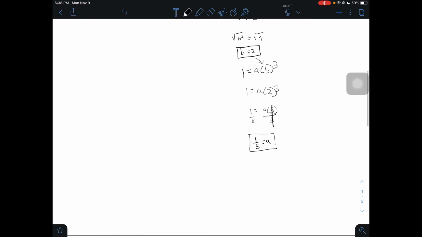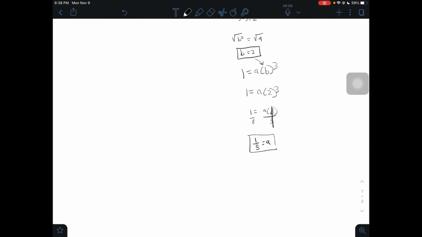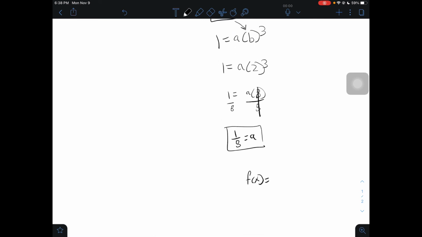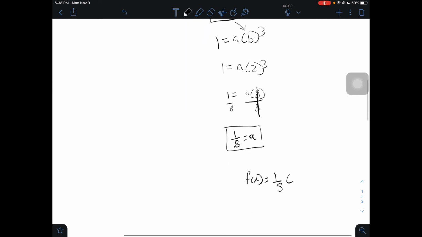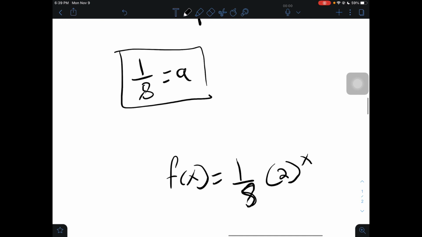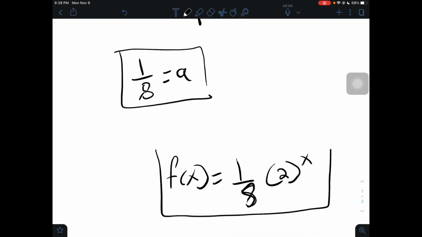Now we want to graph it. So we have f of x equals a, which we just solved for, which is just 1 over 8, parentheses our b, which we said is 2, 1 over 8, parentheses 2 to the power of x. That is our equation for the coordinate points 3, 1 and 5, 4.